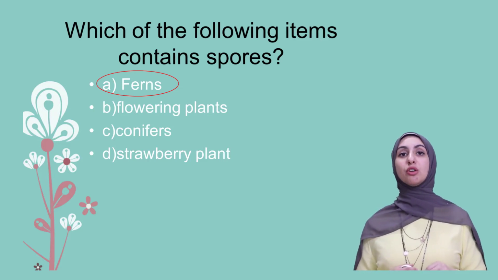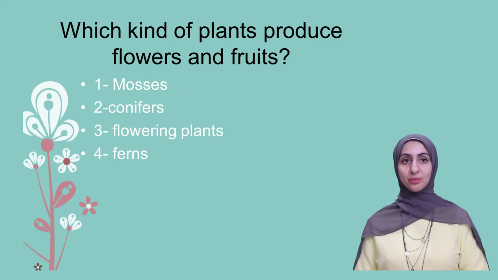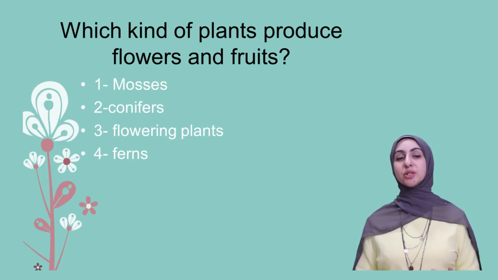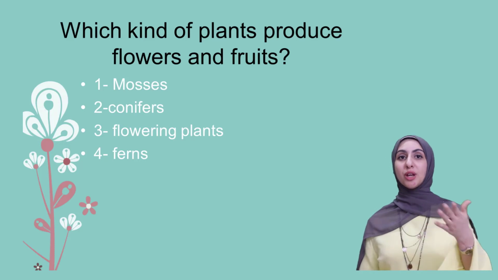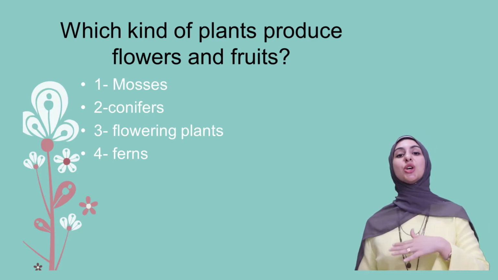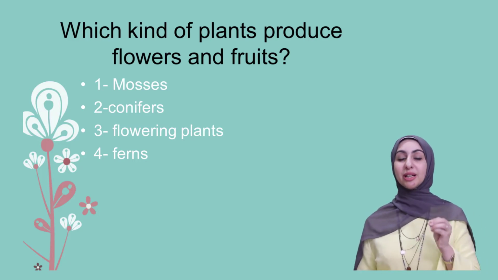Question 2. Which kind of plants produce flowers and fruits? Mosses, conifers, flowering plants, or ferns? It's written in the question flowers and fruits, right? So our answer should be 3. Flowering plants.